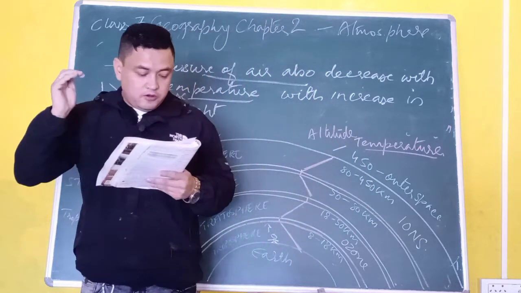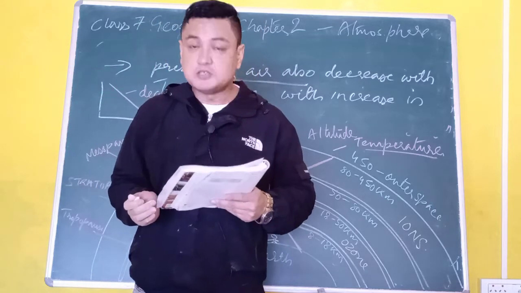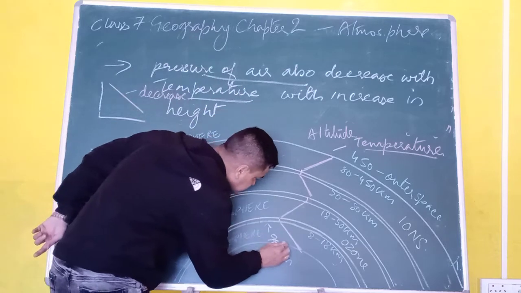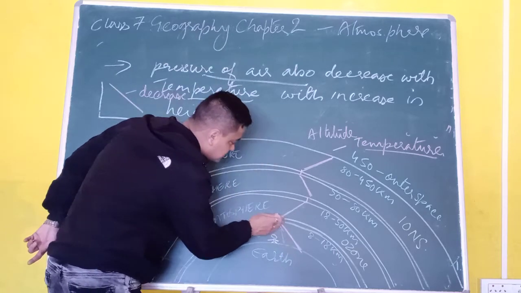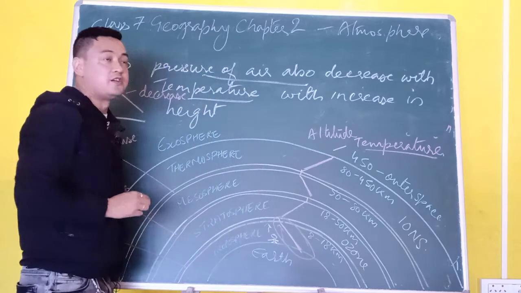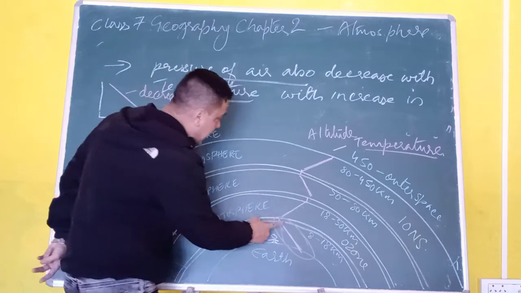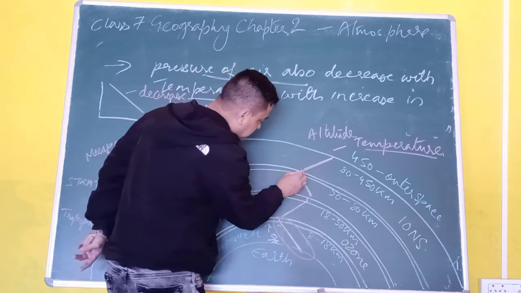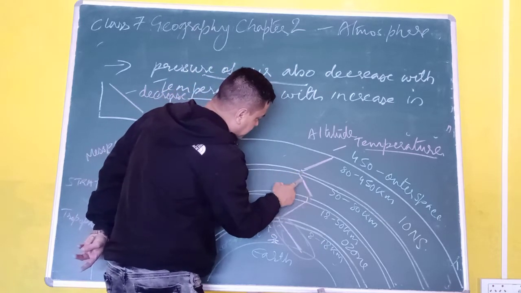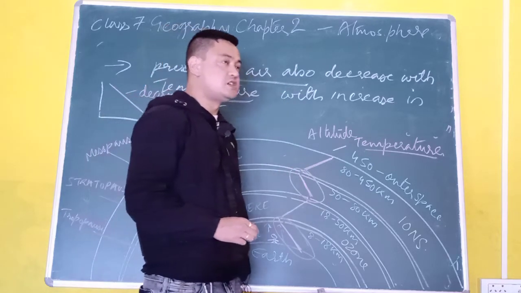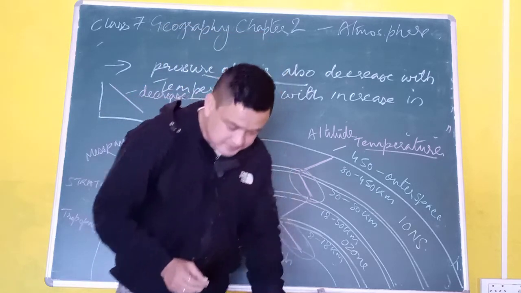At the higher level of the troposphere, temperature decreases. As a person goes away from the earth's surface, the temperature decreases with the increase in altitude. This also happens here in the mesosphere. Here you can see, if a person is climbing up, we have the same thing: temperature decreases with the increase in altitude.